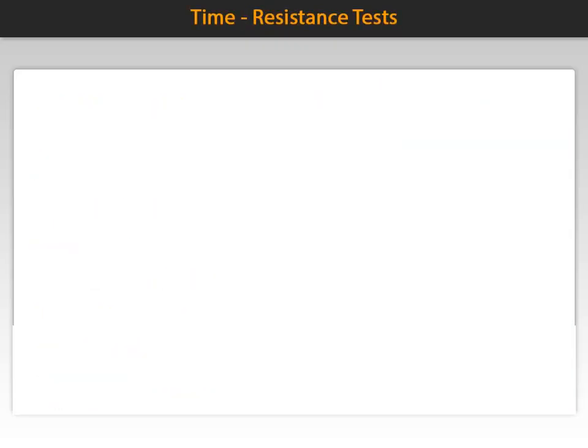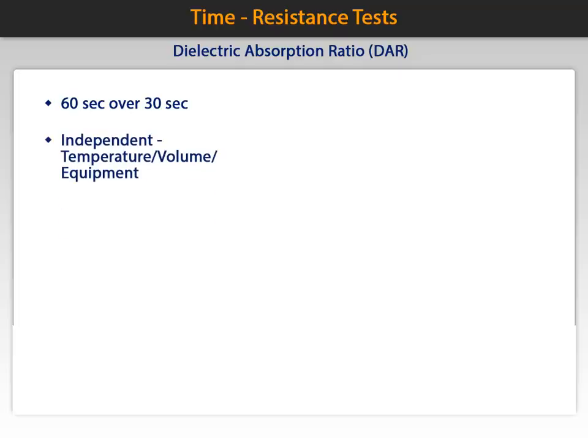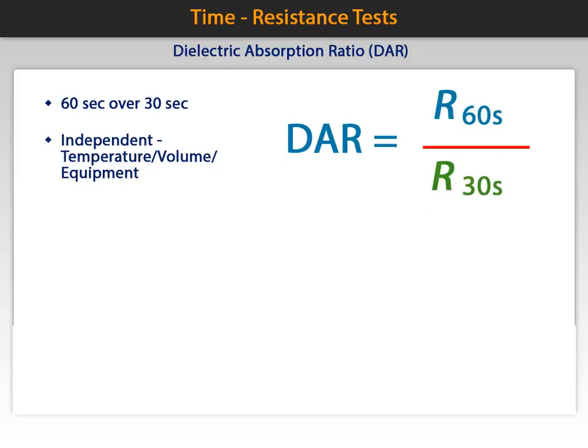Now let's look at some other insulation resistance tests. The first method is dielectric absorption ratio, or DAR. In this test, the testing device is applied and IR, or insulation resistance measurements, are taken after 30 seconds and 60 seconds. The test is independent of temperature and volume. The dielectric absorption ratio is calculated as DAR equals resistance at 60 seconds over the resistance at 30 seconds.